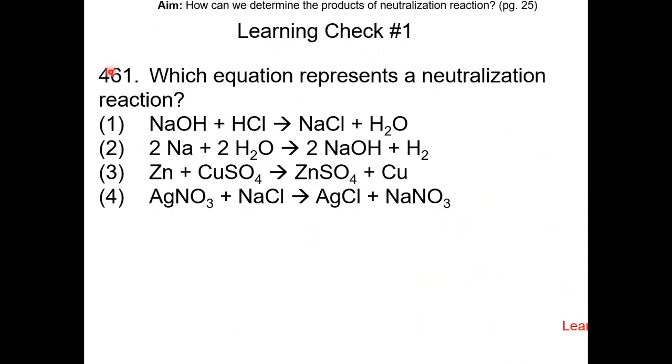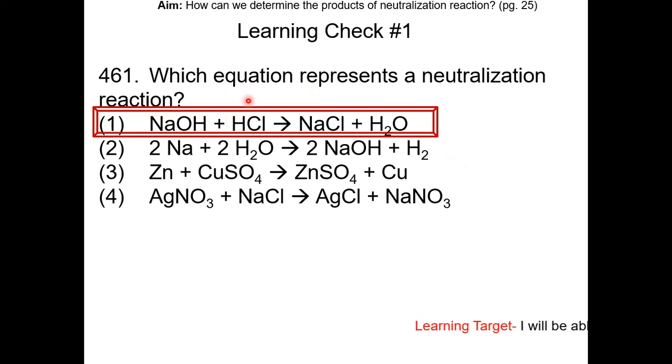Learning check number 1, which equation represents a neutralization reaction? Pause the video and resume as completed. The answer is choice 1. Here is a base reacting with acid to produce salt and water.